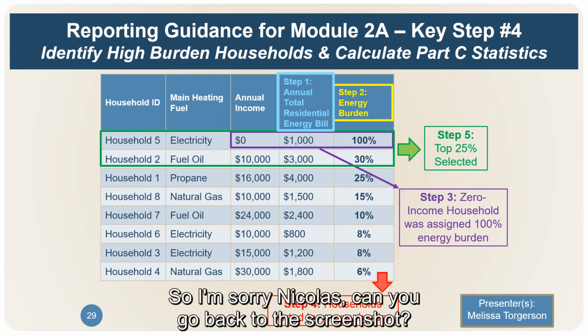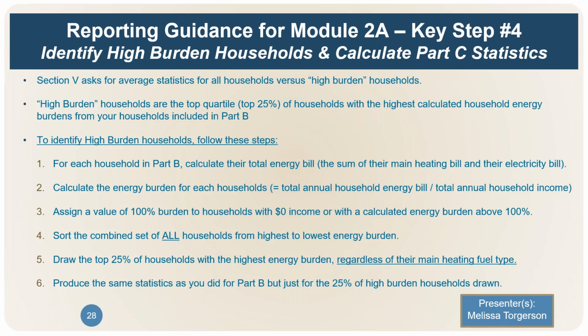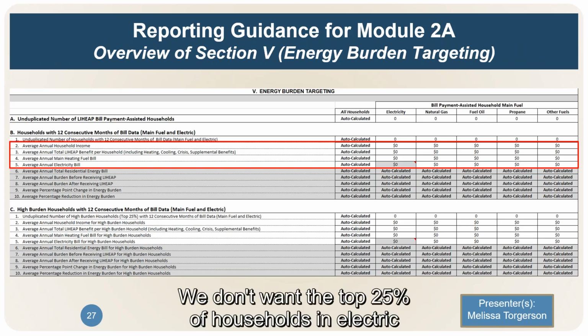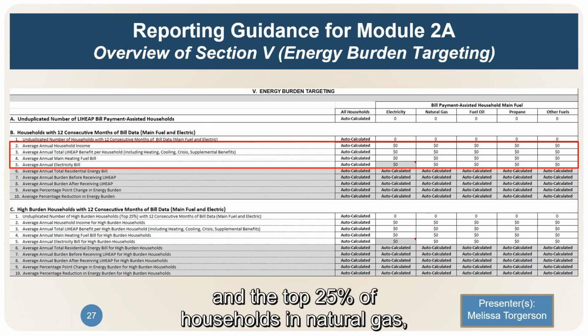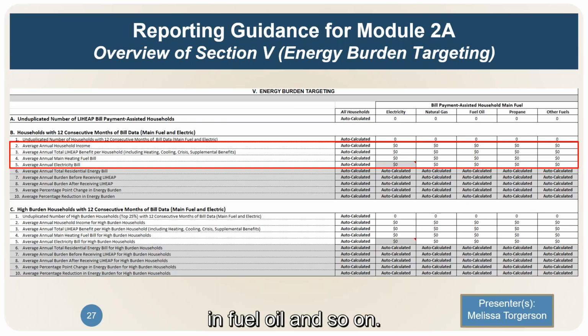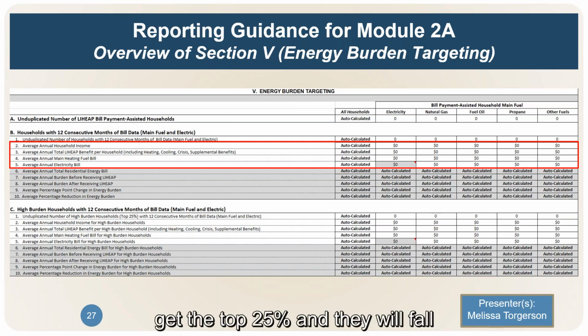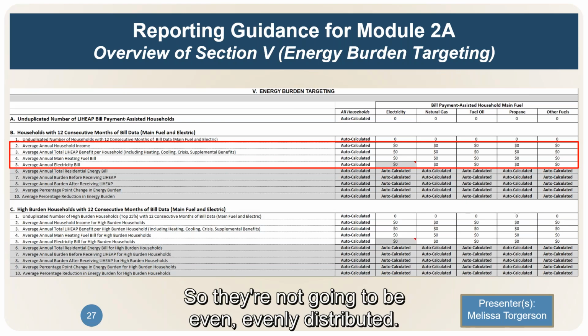So I'm sorry, Nicholas, can you go back to the screenshot? There we go. We don't want the top 25% of households in electric and the top 25% of households in natural gas, in fuel oil, and so on. We want you to take all of the households, get the top 25%, and they will fall across the categories as they may. So they're not going to be evenly distributed.